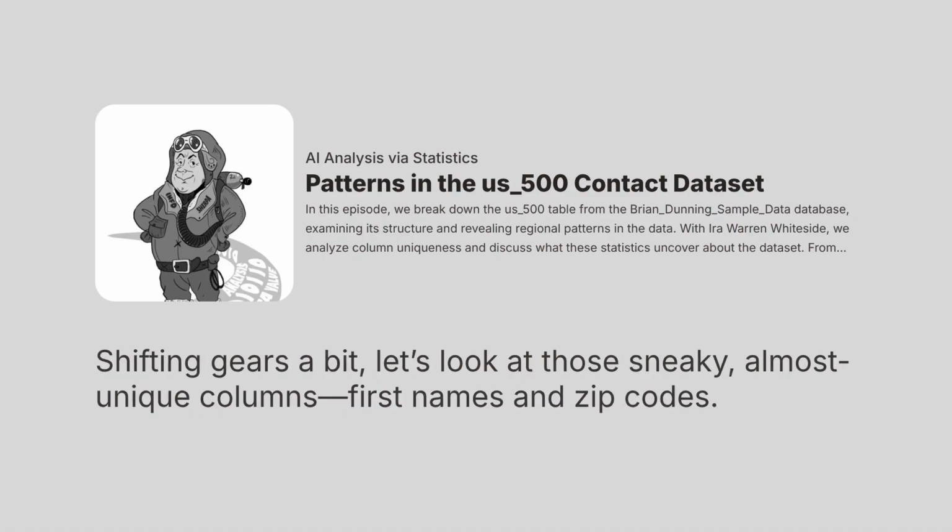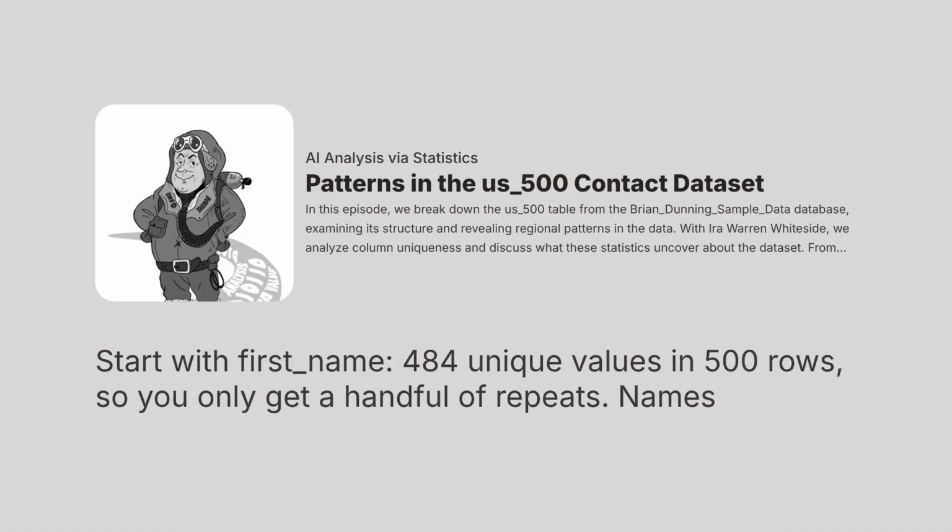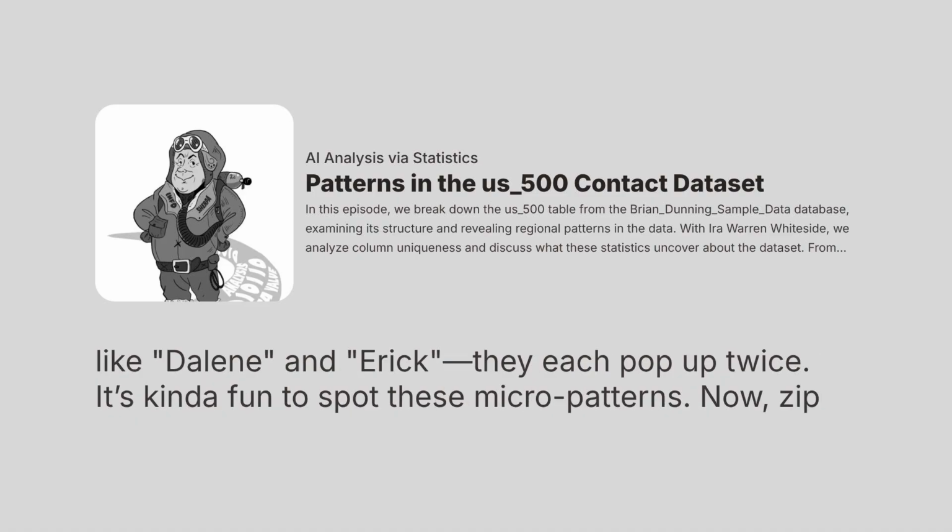Shifting gears a bit, let's look at those sneaky, almost unique columns, first names and zip codes. Start with first name. 484 unique values in 500 rows, so you only get a handful of repeats. Names like Darlene and Eric each pop up twice. It's kind of fun to spot these micro patterns.